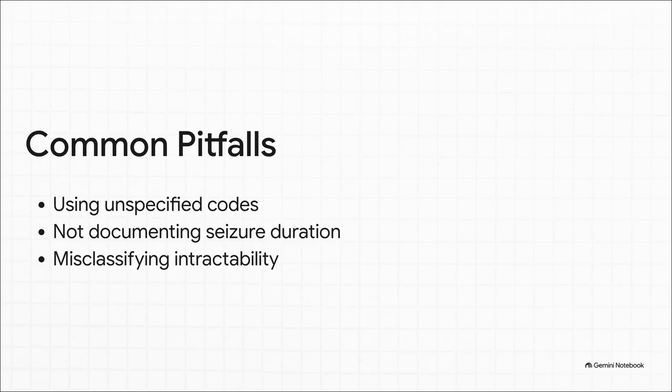And because these rules are so incredibly strict, coders have to be highly vigilant about some really common pitfalls. The absolute biggest trap, defaulting to unspecified codes. Another massive one is failing to explicitly document the seizure's duration. Remember that 5-minute rule? If a provider just scribbles prolonged seizure but doesn't give you the exact minutes, well, you might completely misclassify its severity and intractability. Always, always push for those specific metrics.